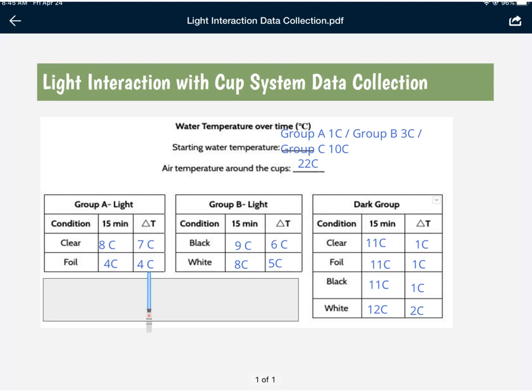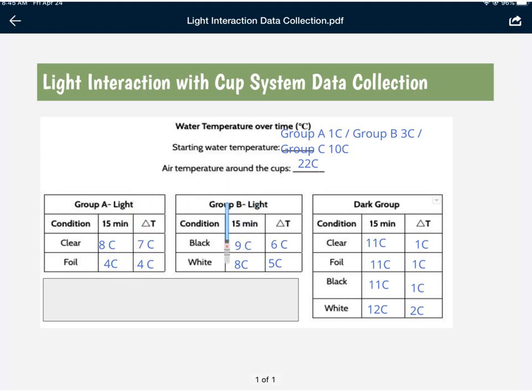There are a couple of possibilities. Did some of the light get blocked by the tin foil so it couldn't get into the cup? Maybe some of the light was reflected off the tin foil and bounced back, and that's why less heat was transferred. You need to think about those things as we're analyzing the data.